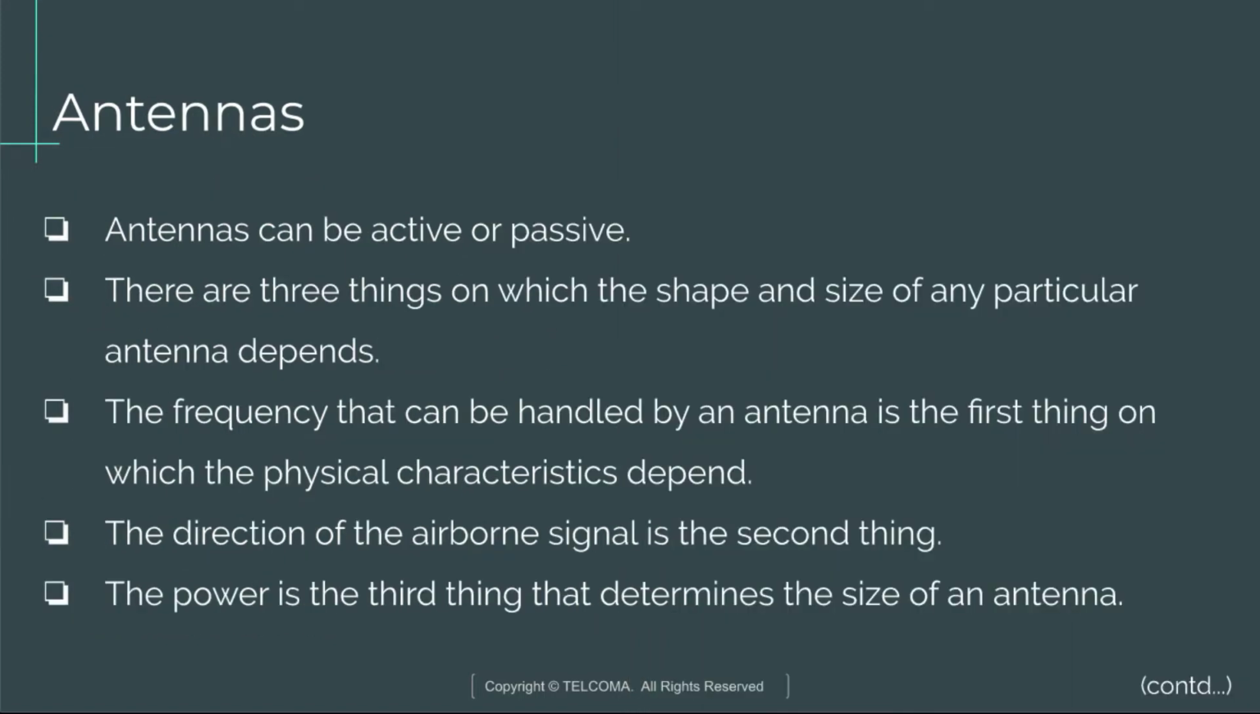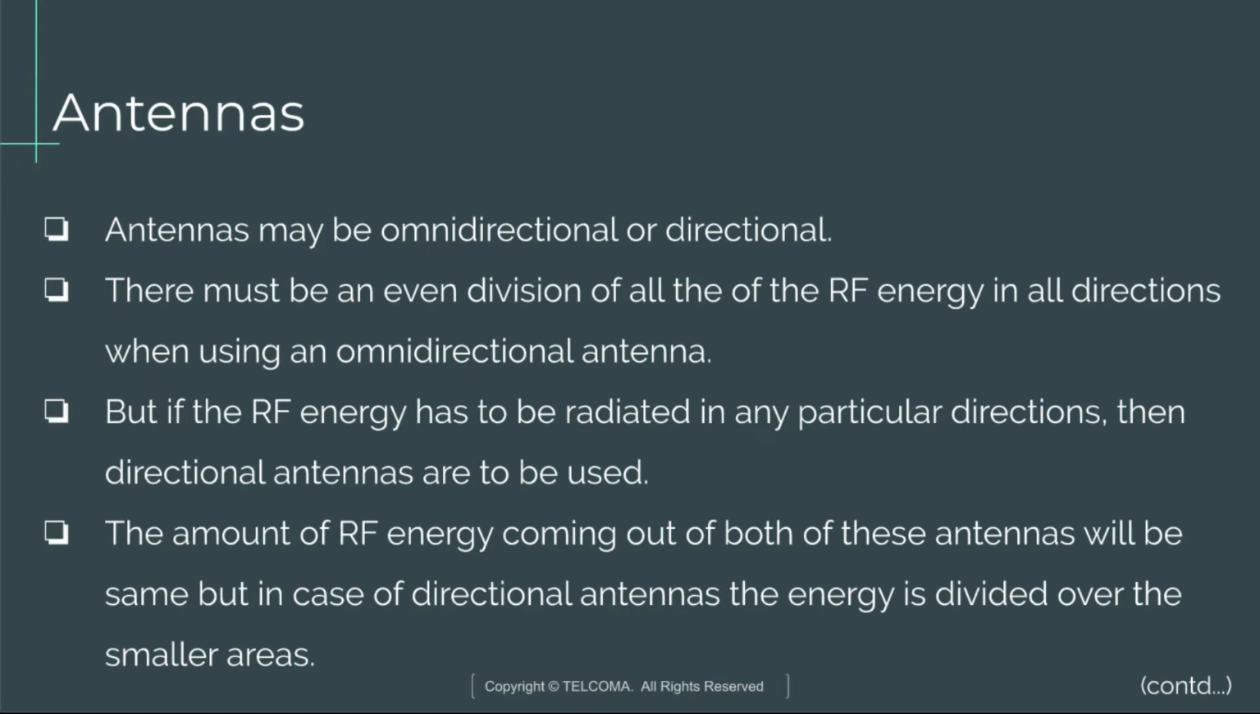Antennas can be active or passive. There are 3 things on which the shape and size of any particular antenna depends. The frequency that can be handled by an antenna is the first thing on which the physical characteristics depend. The direction of the airborne signal is the second thing, and the power is the third thing that determines the size of an antenna. Antennas may be omnidirectional or directional.